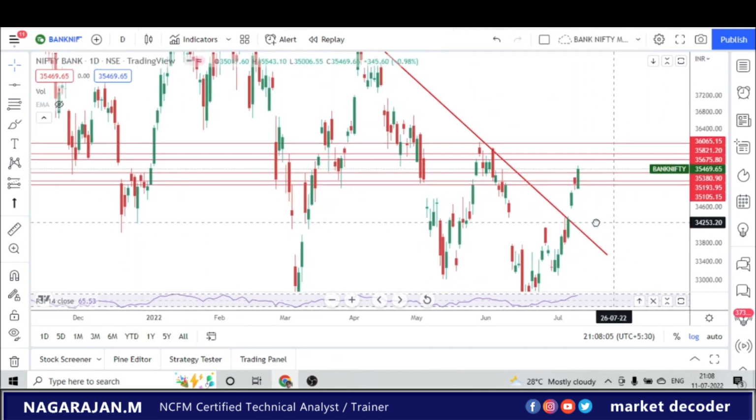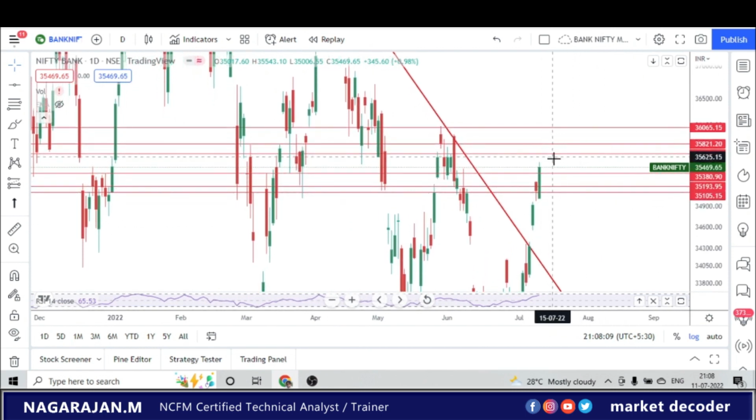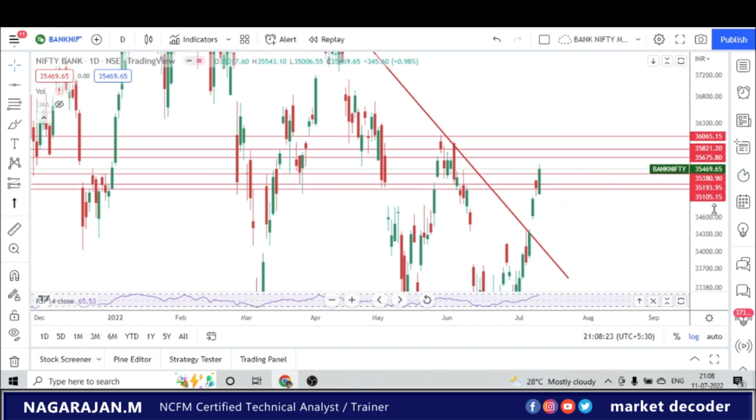Bank Nifty has closed at 35,469. If Bank Nifty moves above 35,675, 35,820 will act as a good resistance, and 35,380, 35,190 and 35,100 will act as good support.